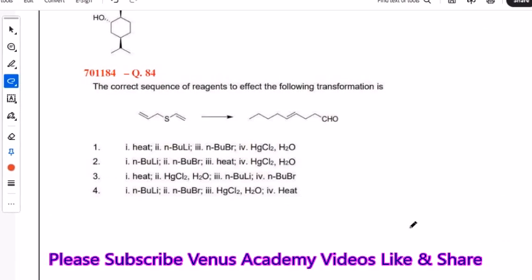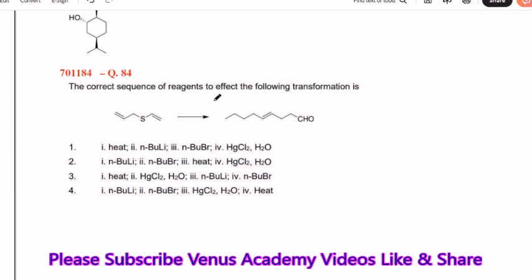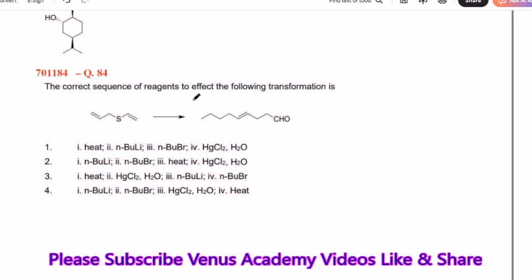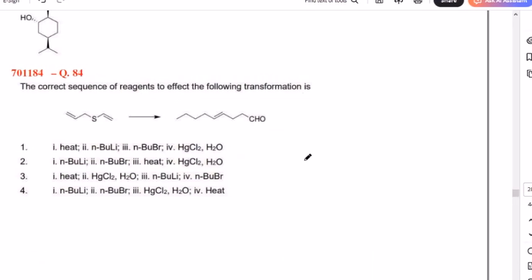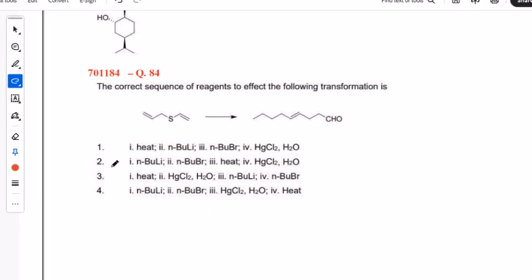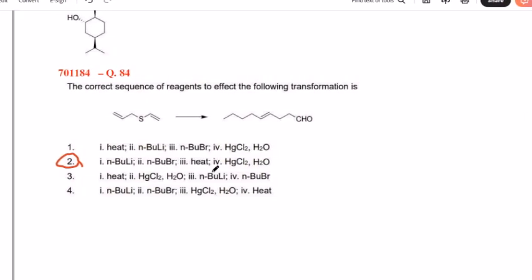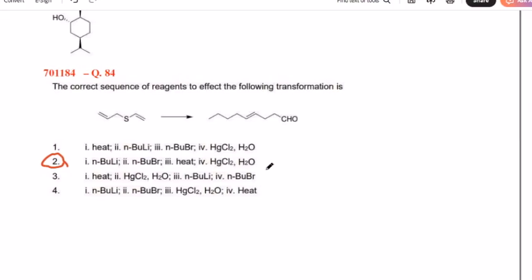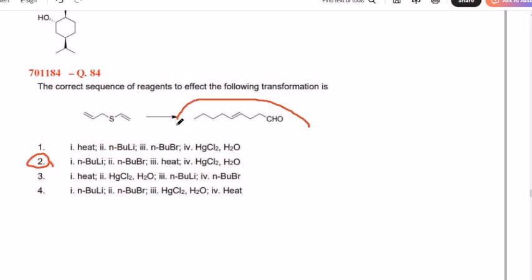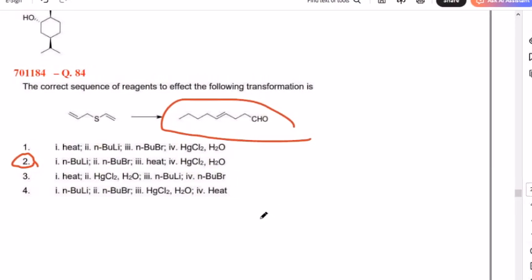Next, question number 84. The correct sequence of reagents to effect the following transformation is, so option number 2, butyl lithium, yes, butyl bromide, then heat, mercuric chloride, and water. It is going to give this aldehyde. So option number 2 is the correct option, friends.